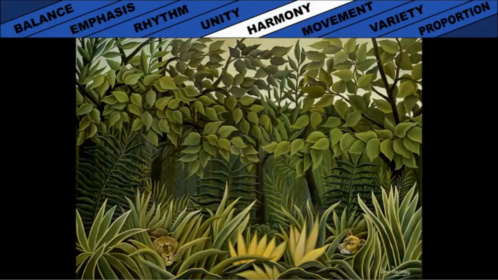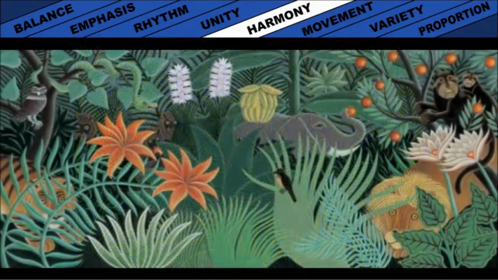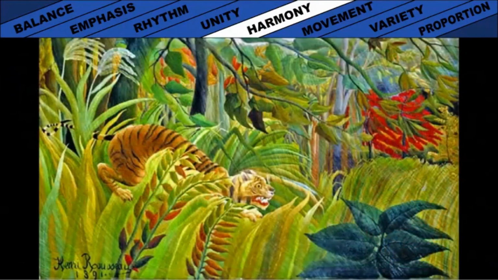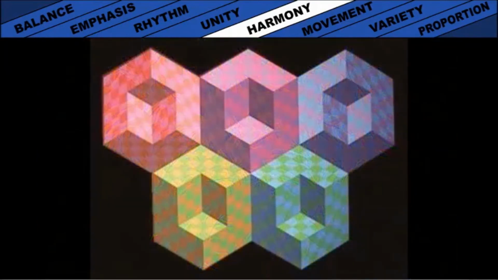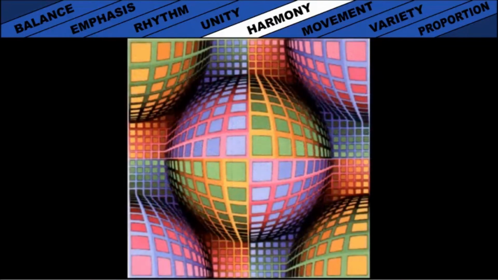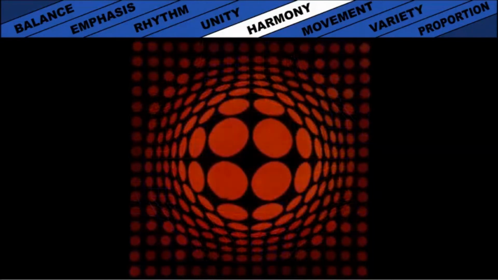Look at these paintings by Henri Rousseau. The artist created a coherent feeling and achieved harmony by using similar and compatible colors and shapes throughout his artwork. These are paintings by Victor Vasarely. The artist created a coherent feeling and achieved harmony by using similar and compatible colors and shapes throughout his artwork.